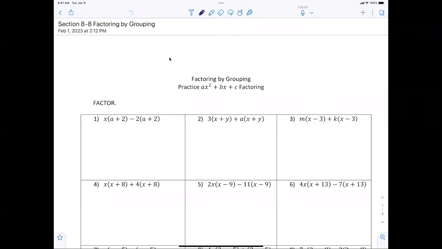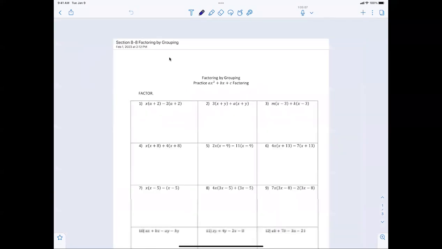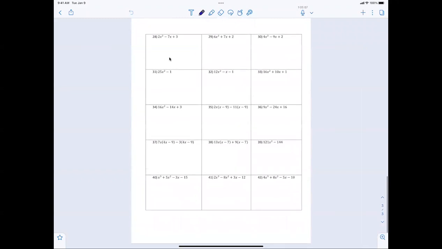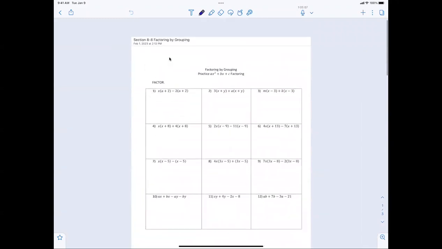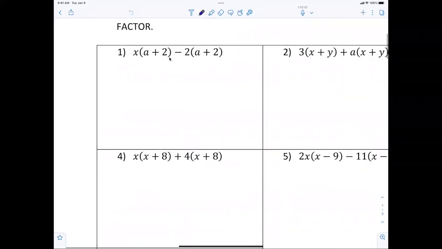Now, again, this is called factoring by grouping. It is a second technique to factoring. Please follow along. My intent is to get through the entire worksheet, 42 problems. So let's see if we can do that.